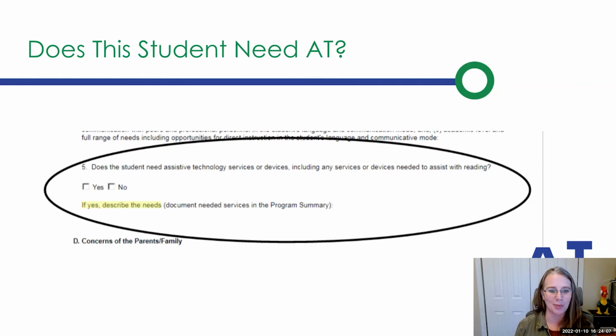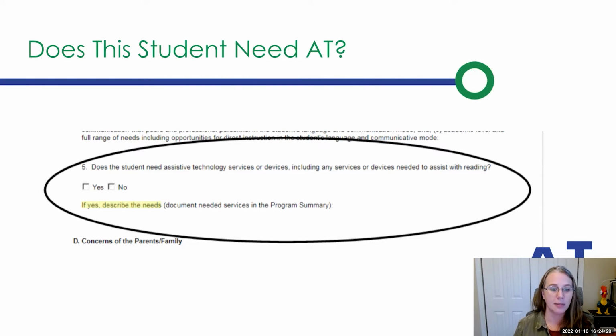These were just the ones I pulled examples from. I wasn't going to try to pull them from all the different systems. But every system does have this question. This is a fundamental question in an IEP. And it says, does the student need assistive technology, services, or devices, including any services or devices needed to assist with reading? And this is simply a checkbox, yes or no.